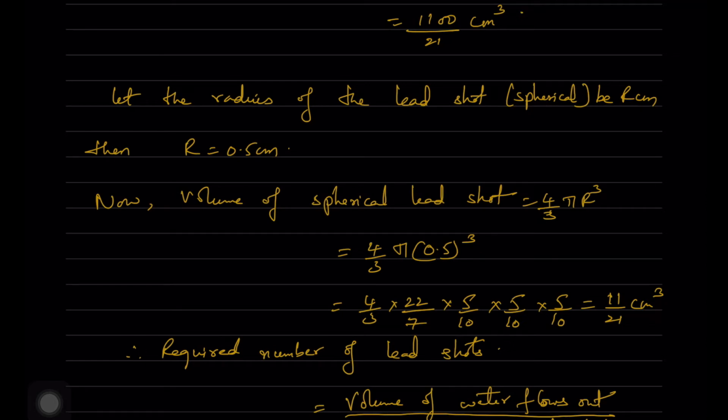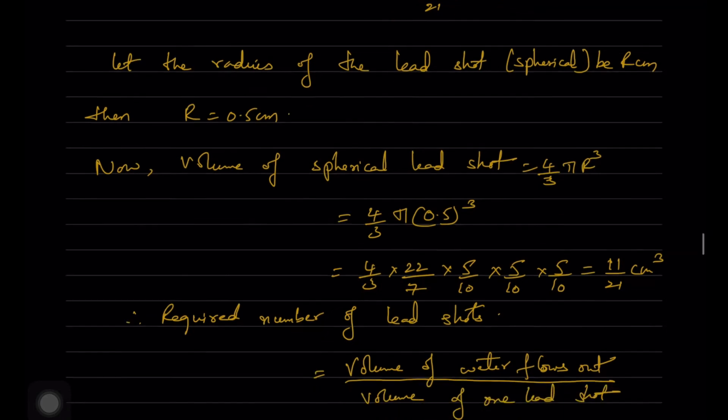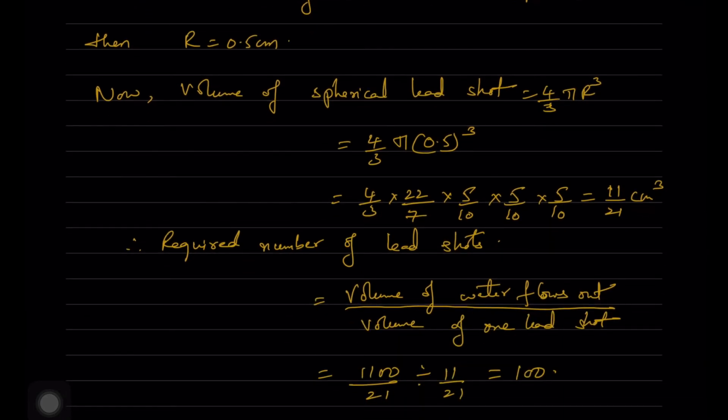So the required number of lead shots is equal to the volume of water that flows out divided by the volume of one lead shot. So this is 1100 divided by 21 divided by 11 by 21. Both denominators are 21, so if you multiply by the reverse, 21 by 11, the 21s get cancelled. 1100 divided by 11 gives you 100.